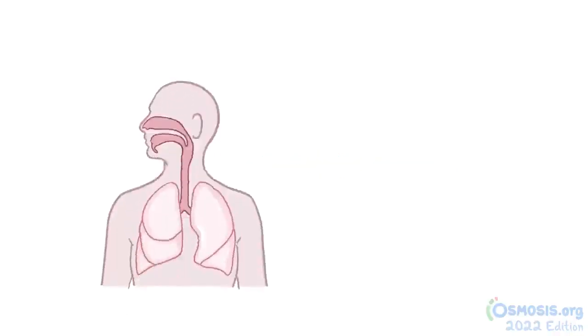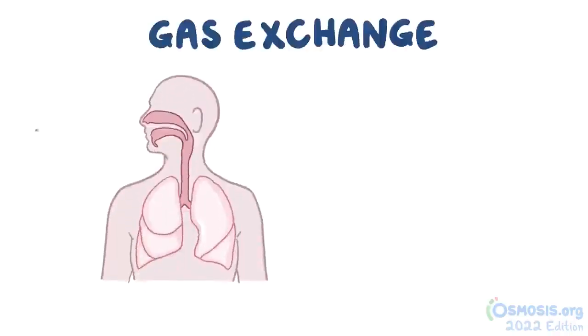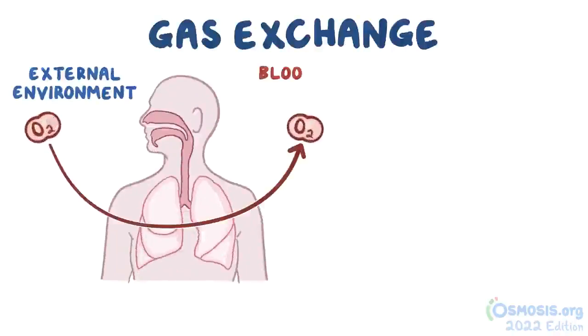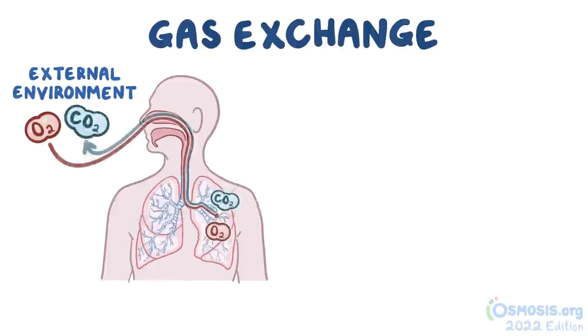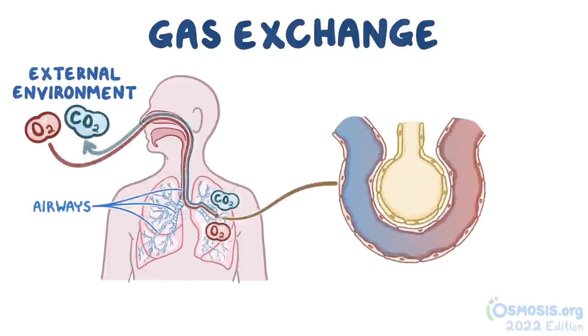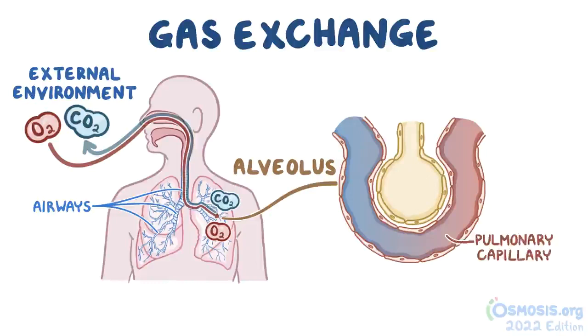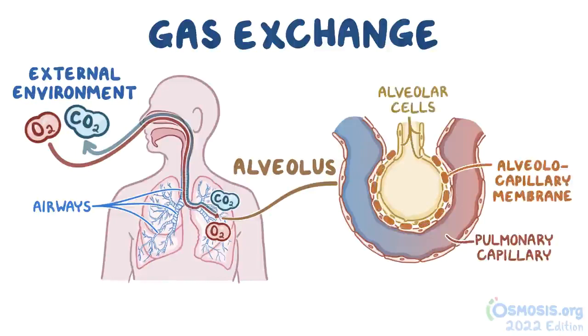The primary role of the lungs is to ensure gas exchange between the external environment and the blood within the circulatory system. This happens thanks to a series of branching tubes called airways, which conduct the air down into small, thin-walled sacs called alveoli, which are wrapped in an intricate network of tiny blood vessels called pulmonary capillaries. And the alveolo-capillary membrane, where the layer of alveolar cells lining the alveoli meets the endothelial cells that make up the pulmonary capillary, is where gas exchange occurs.